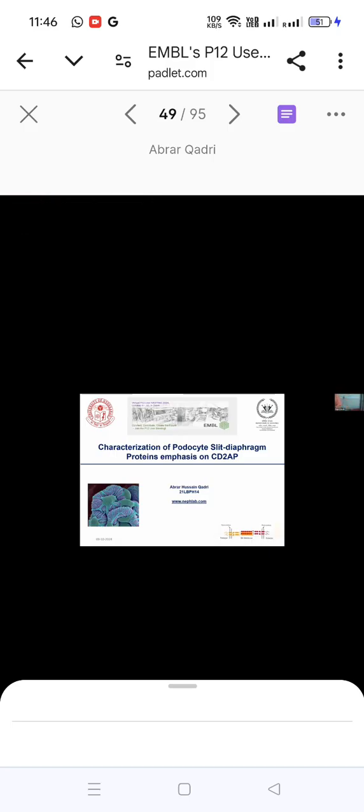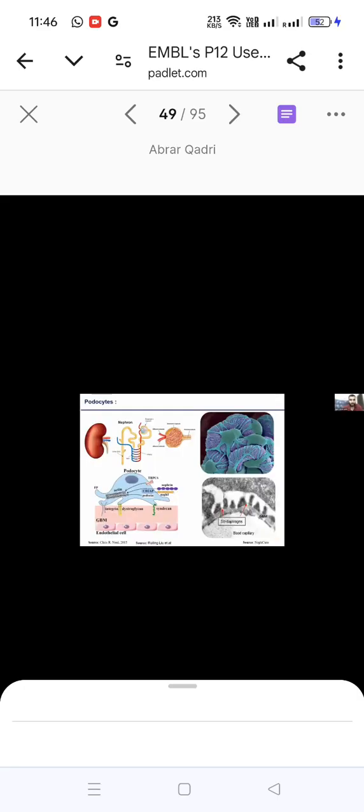So I am going to present a talk about the characterization of podocyte-derived proteins, and my emphasis will be on CD2AP. Before starting, we know our kidneys are very important, playing a role in the filtration of blood and formation of urine. In the kidneys, there are nephrons, which are the structural and functional units. And in the nephron, the actual filtration process lies in the glomerular part of the kidney.